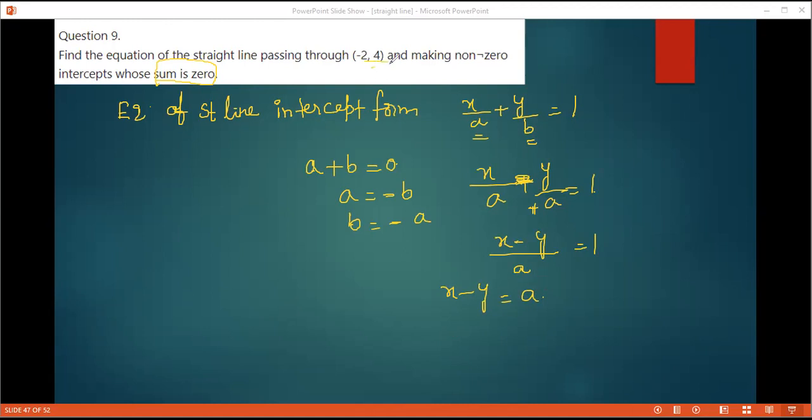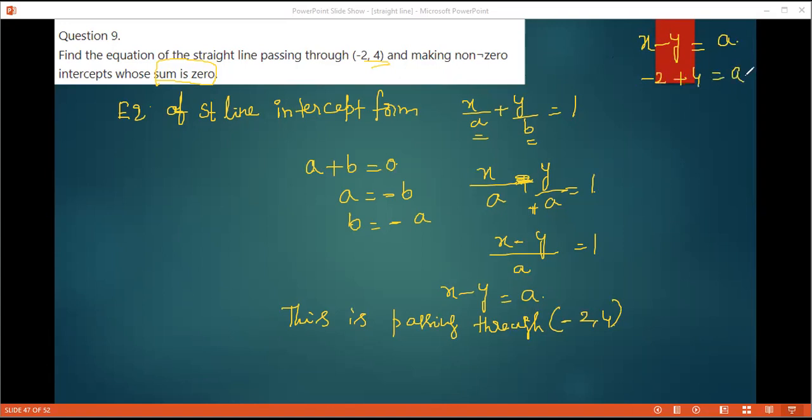Now, this is passing through, what is the point? Minus 2 comma 4. Can we substitute in this? So any line passing through one particular point means it has to satisfy the given equation. That thing I am doing now. Minus 2 plus 4 is equal to a. 4 minus 2 is equal to 2. A is equal to 2. So we got a as 2.